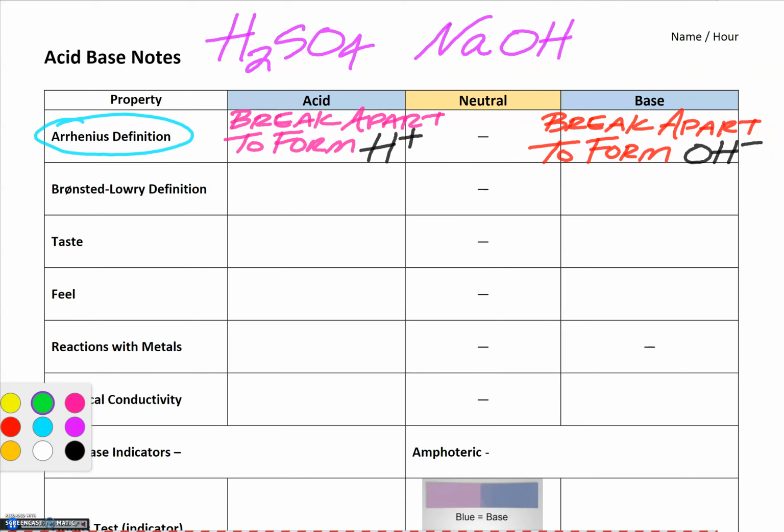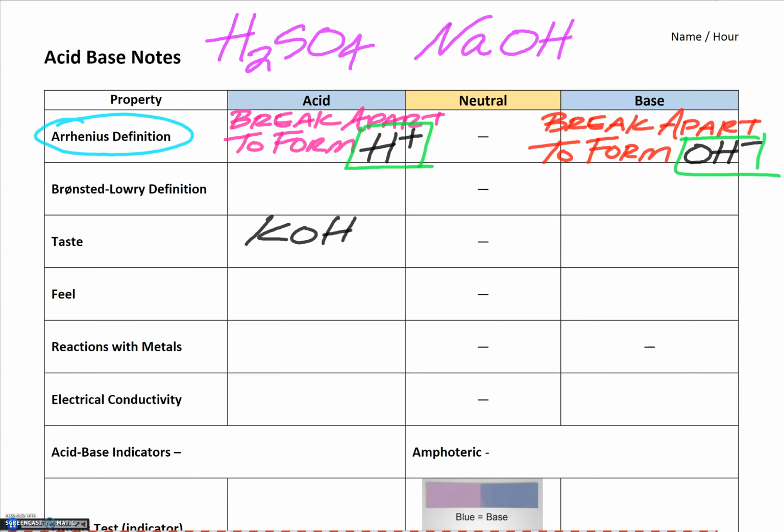Now, I think that's pretty easy to spot on a test. So on a test, let's say I ask, you've got KOH and you've got HCl. Which one is the acid? Well, it's this one because it starts with a hydrogen. Or which one's the base? Well, it's this one because it ends with OH. I think that's a pretty straightforward way to look at it.